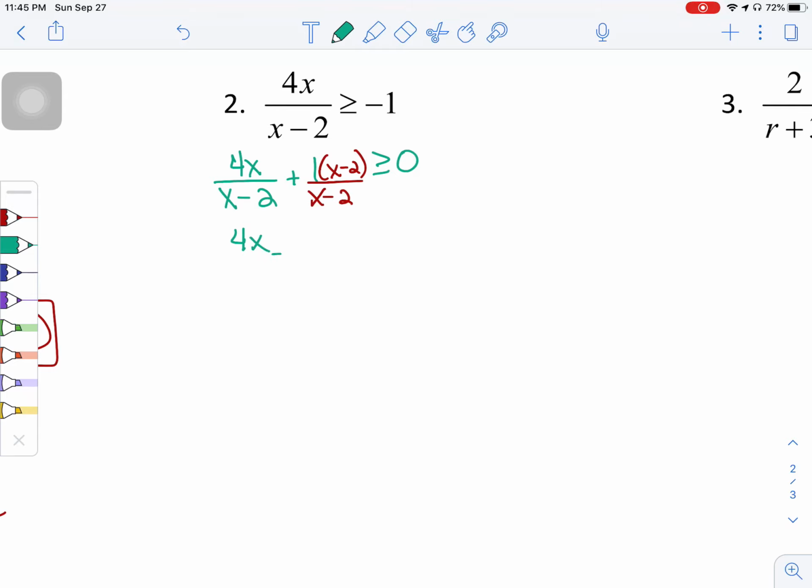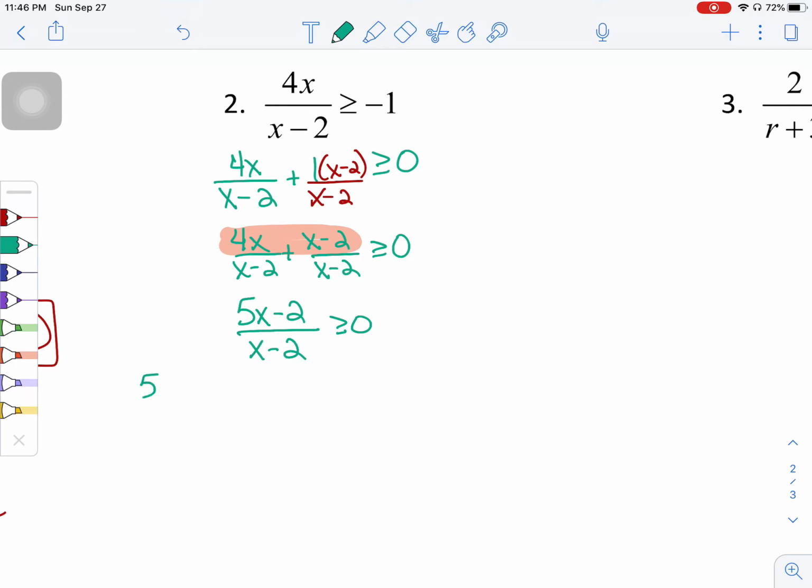All right, so x minus 2. So 4x over x minus 2 plus, distributing 1 does not change anything, so x minus 2 over x minus 2. I'm going to go ahead and combine my two numerators. Okay, so let's see, 5x minus 2 over x minus 2. Now, my numerator is going to give me one critical value. My denominator is going to give me the other critical value. So the critical value from the numerator is going to be 2/5. Critical value from the denominator is 2.